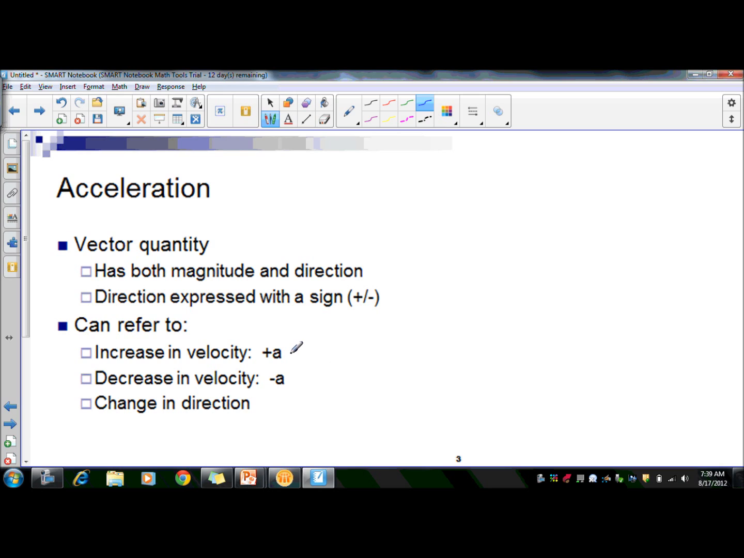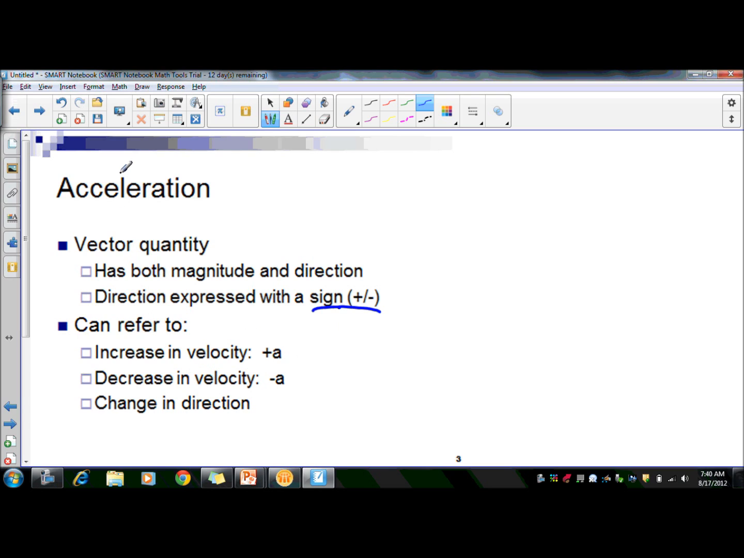So acceleration, because it's dealing with velocity, is also a vector quantity, which means it has magnitude and direction. Here specifically for acceleration, acceleration will always have a direction that is expressed with the sign. So positive acceleration means an increase in velocity, and a negative acceleration is a decrease in velocity. The term you've probably heard a lot is decelerating. Acceleration, by definition in physics, is either positive or negative acceleration. Deceleration is a term we use specifically for this decrease in velocity.